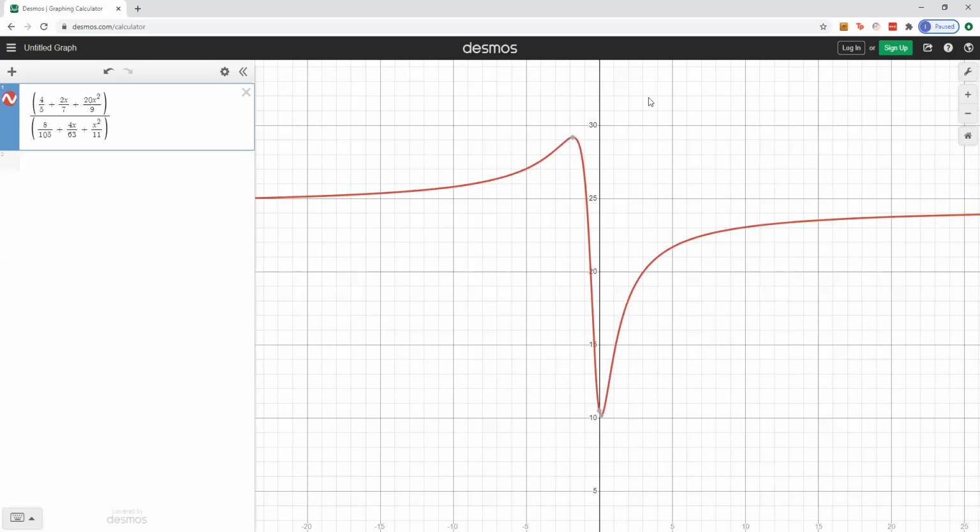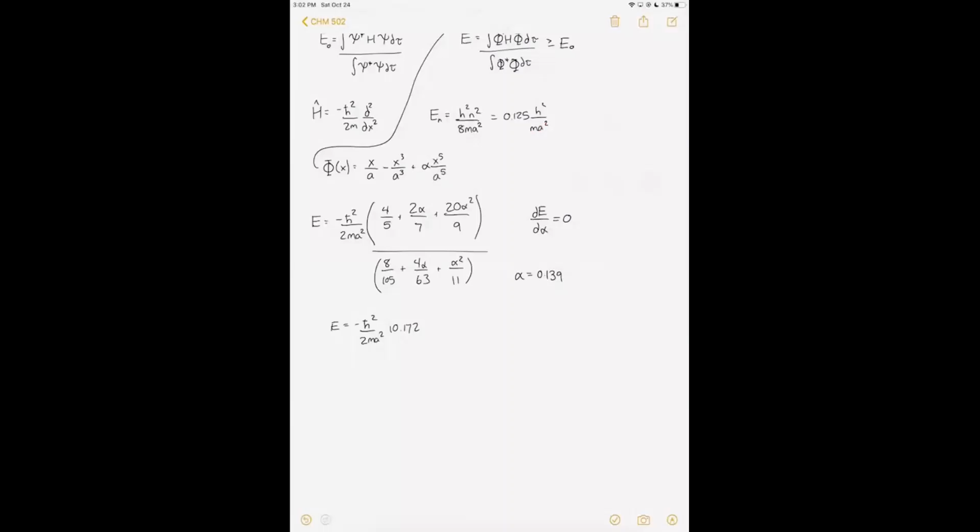So let's go back to the iPad. What you can see is we're looking for not h bar over 2ma squared, but we're looking for h bar over ma squared. So we convert this, and we get our 10.172 divided by 8 pi squared times h squared over ma squared. When you divide 10.172 by 8 pi squared, you get 0.129 h squared over ma squared.